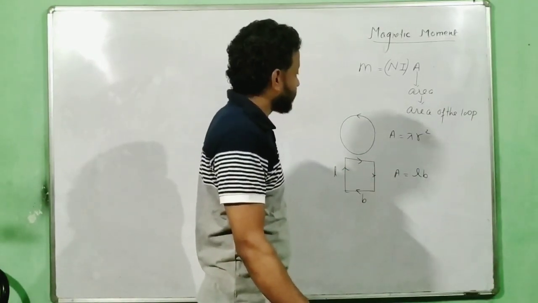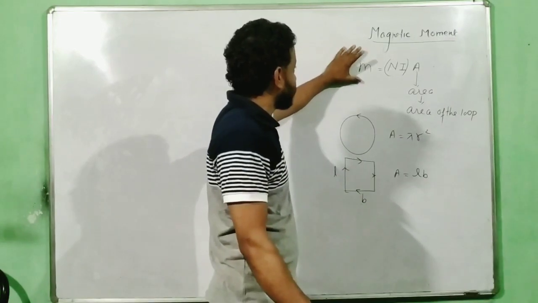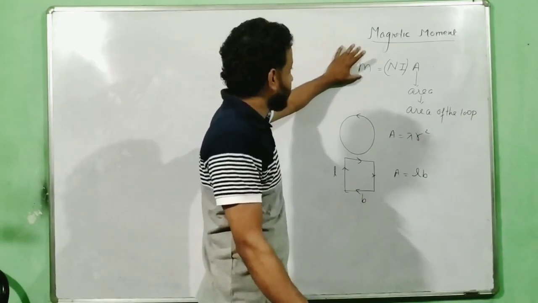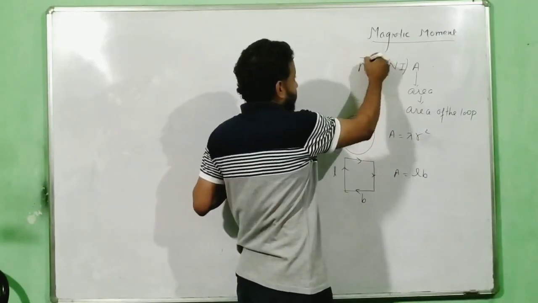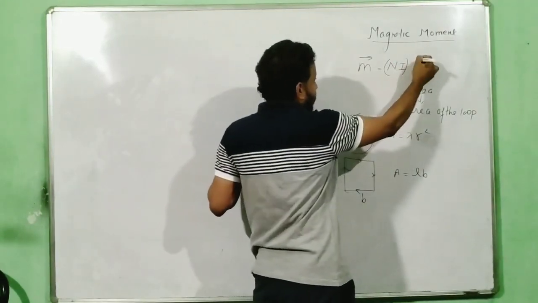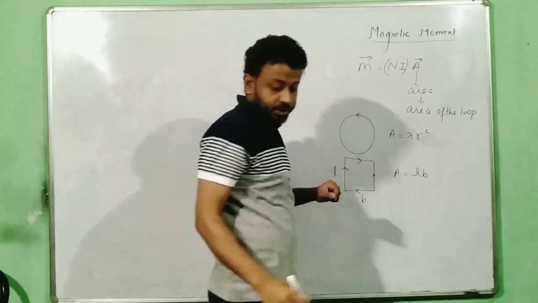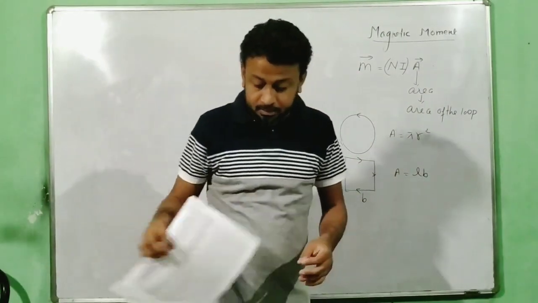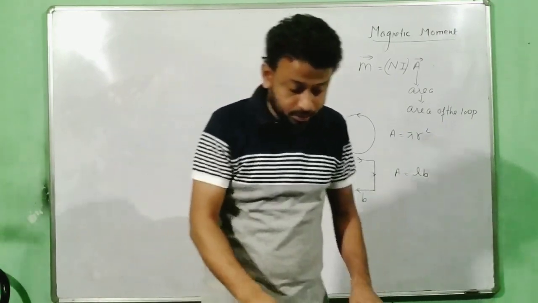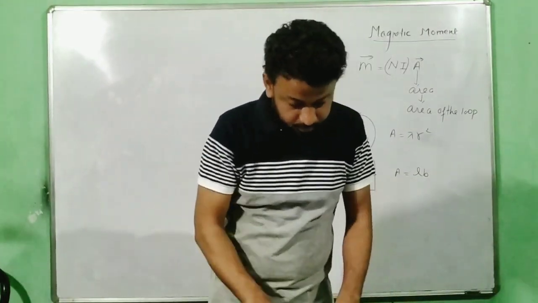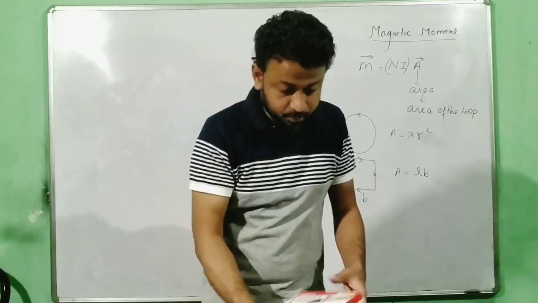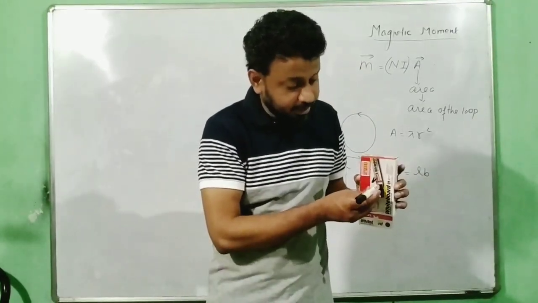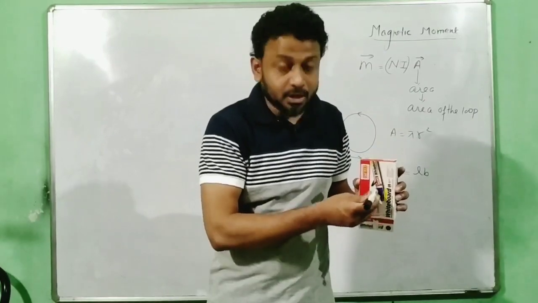Now, one more thing is that M also has a direction, because magnetic moment is a vector quantity. The direction will be given by the area vector over here. We know that the area vector has a direction perpendicular to the surface. So if I consider this to be my surface, this one will be the area vector, perpendicular to the surface.